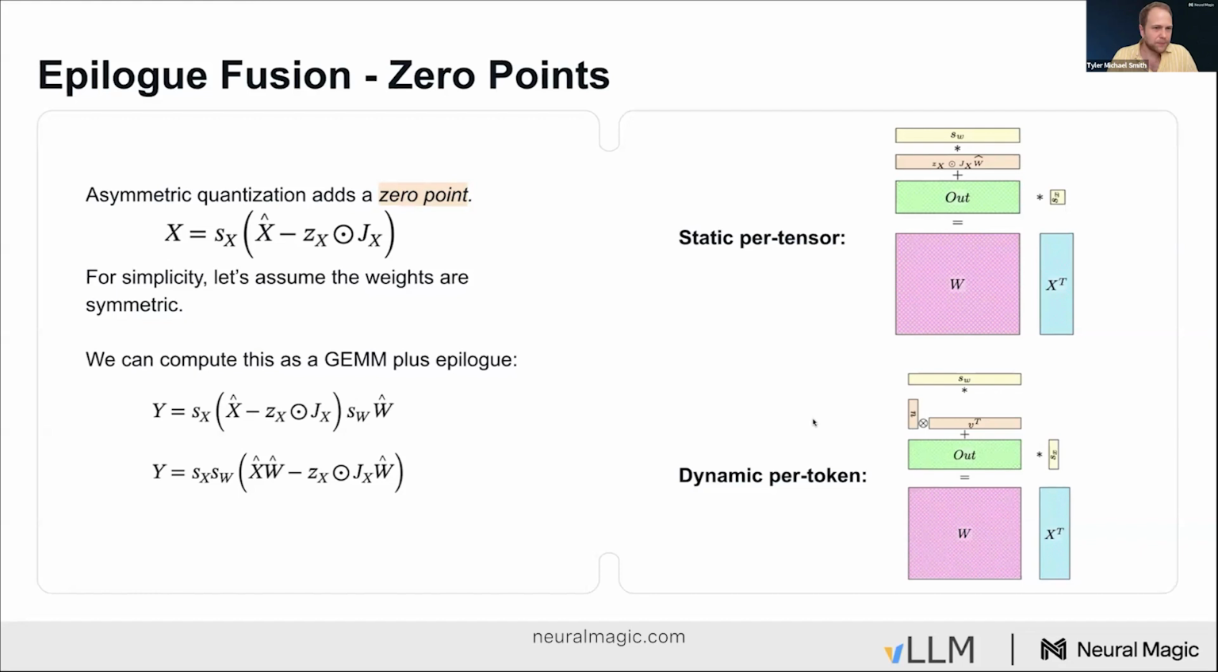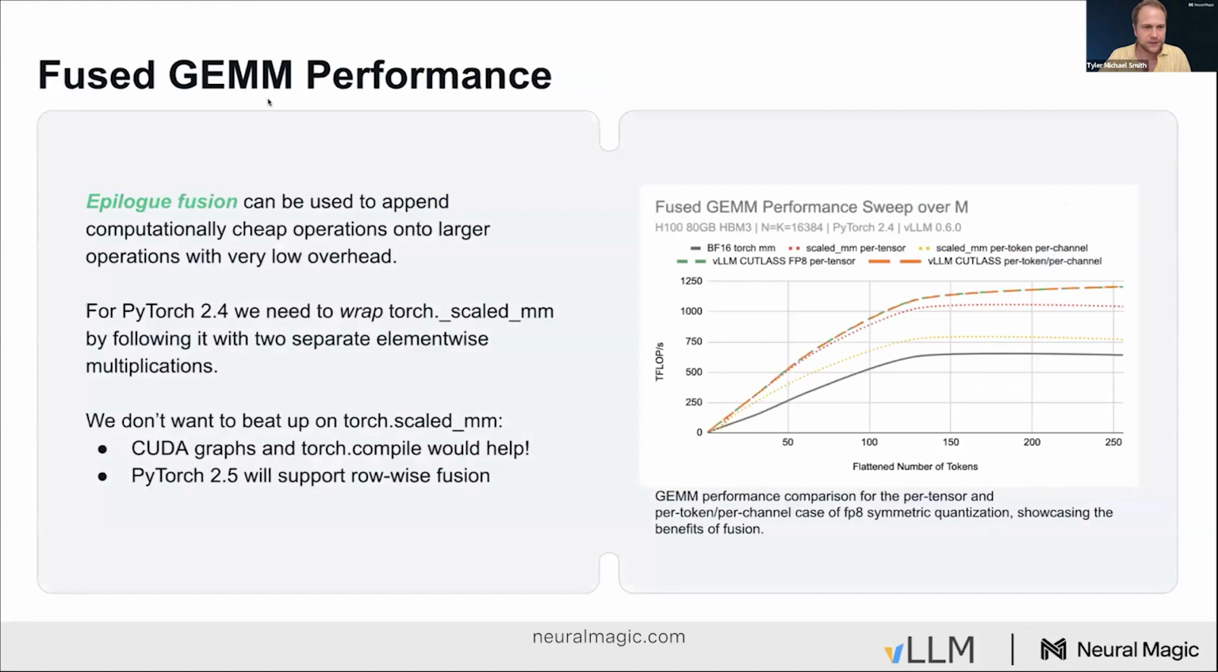And the nice thing about Cutlass was this actually turned out to just work, which was really nice to see. Okay, so now, you asked about torch.scaled.mm. Here you'll see basically the effects of epilogue fusion. We're appending computationally cheap operations onto larger operations with very little overhead.